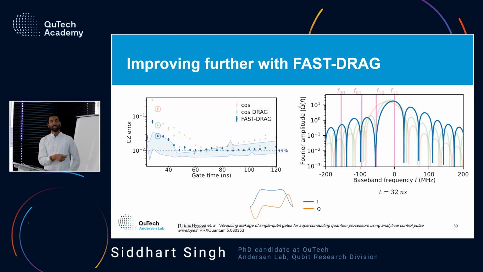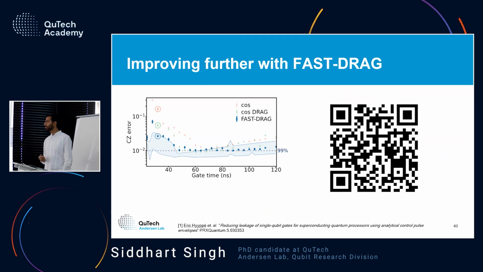So this means the fast DRAG broadly is able to maintain the performance of fidelity close to 99% for a broader set of gate durations compared to both cosine DRAG and cosine. Although the global number for the best fidelity is still 99%, and maybe we can fine tune and figure out whether we can improve. So this was the result which we recently put on arXiv. And if somebody wants to scan the QR code to see the paper, they can do so.